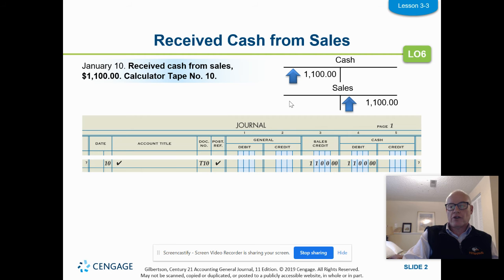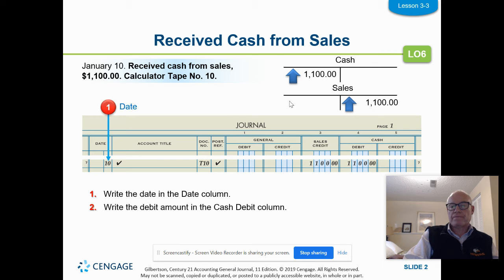What does that look like on the multi-column journal? Our 4-step process. Write the date in the date column, the 10th. Again, we don't have to say Jan. because it was already listed up above. Write the debit amount in the cash debit column. So conveniently, we have a special column for cash.